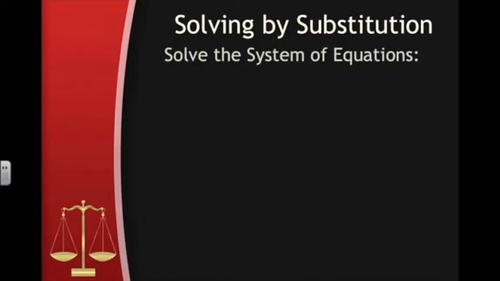But how do we handle a system where we don't know what one of the variables equals from one of the given equations? Consider the system 2x minus 3y equals 9 and negative 4x plus 11y equals negative 3. To solve this system by substitution, we need to first solve one of the equations for one of its variables. The more challenging aspect of this problem is determining the most efficient way to do this.